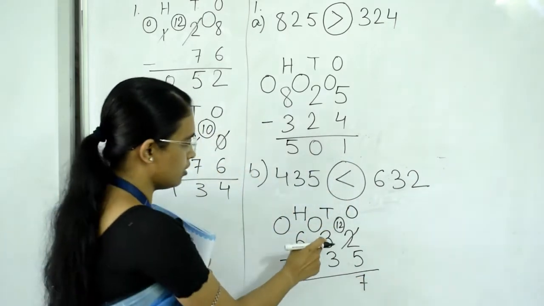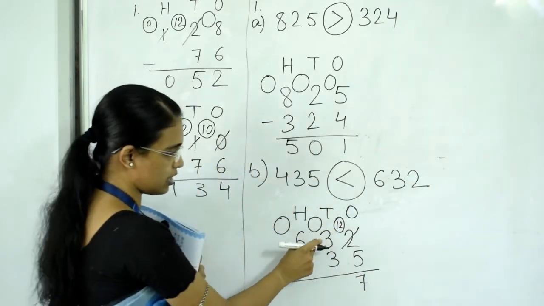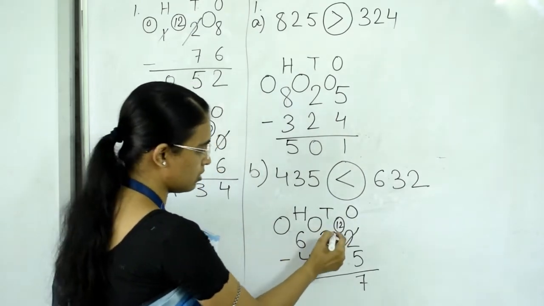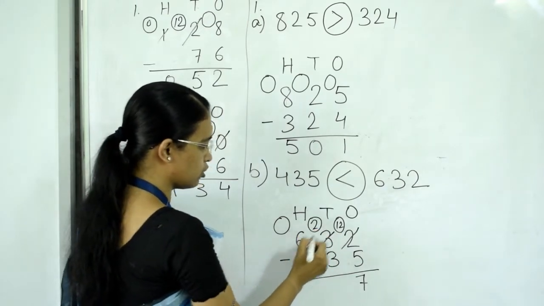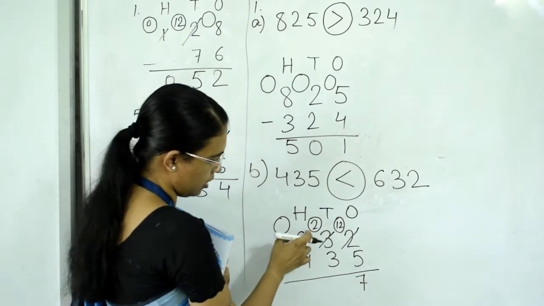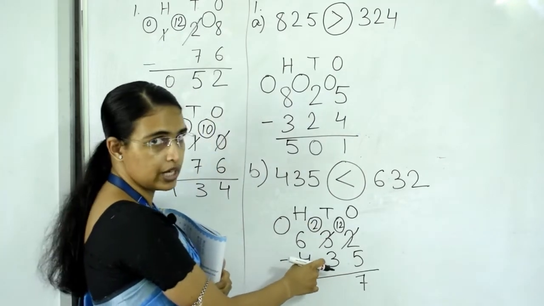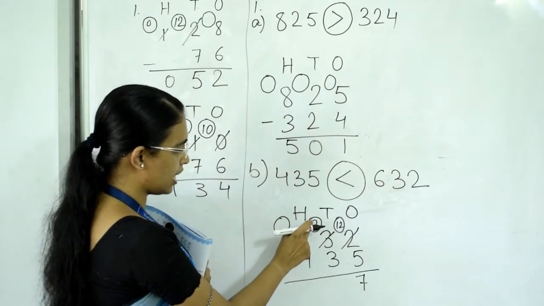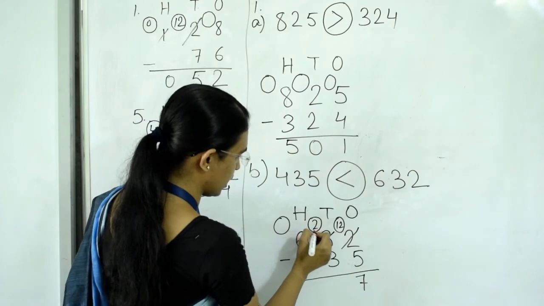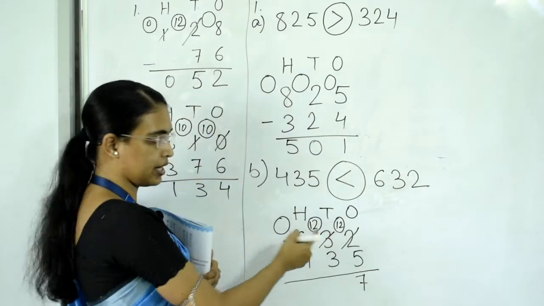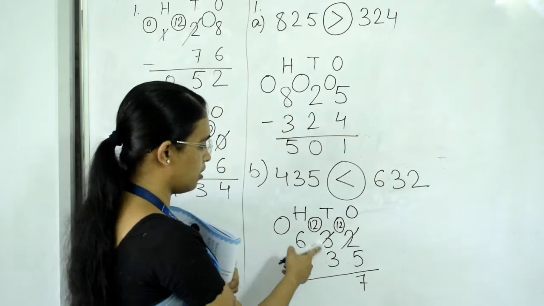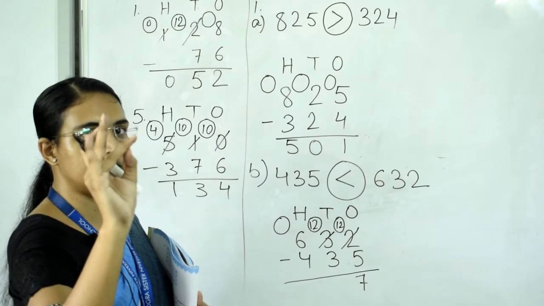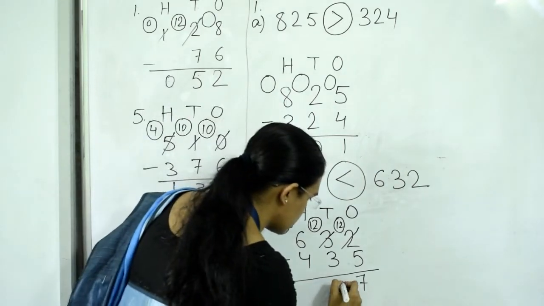Now this carry we have to subtract from the tens place, this number 3. When you subtract 1 from 3, what will be the answer? 2. So here we have 2, but at the bottom we have 3. So 3 is bigger than 2. That means we have to take carry again. When you take carry again, 2 becomes 12. Now subtract 3 from 12. What comes after 3? 4, 5, 6, 7, 8, 9, 10, 11, 12. 9. So the answer is 9.